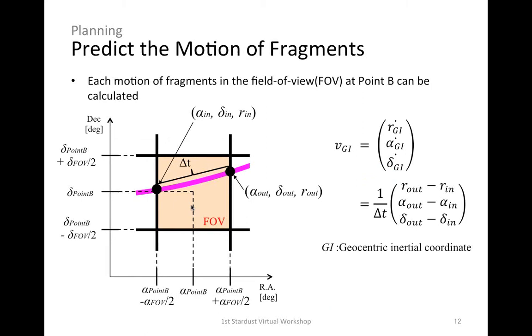When the observation point is decided, the motion of each fragment in the field of view at the observation point can be calculated. The motion vector can be calculated from the staying time, delta t, and the points where the fragment comes into and goes out of the field of view.